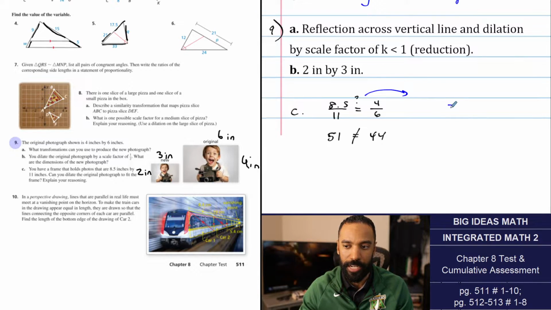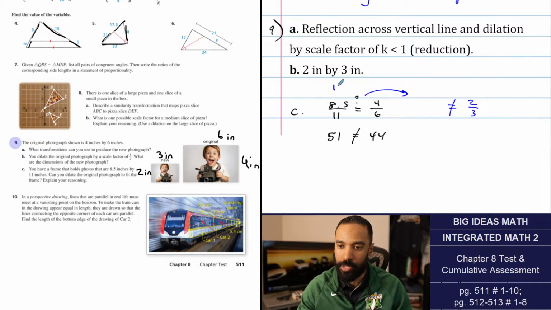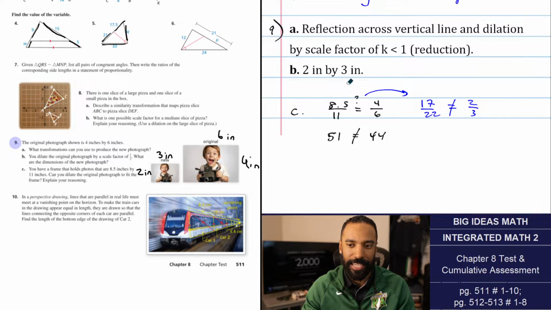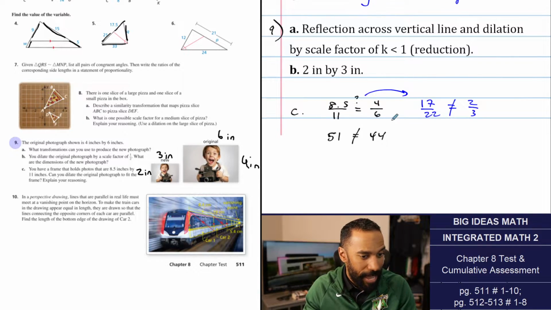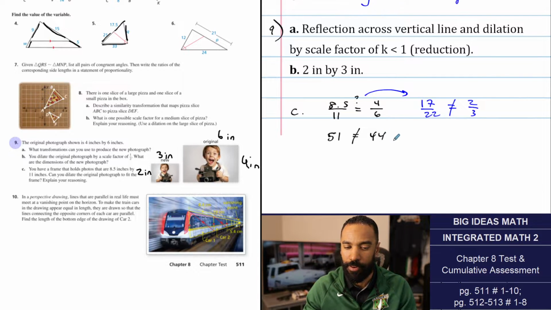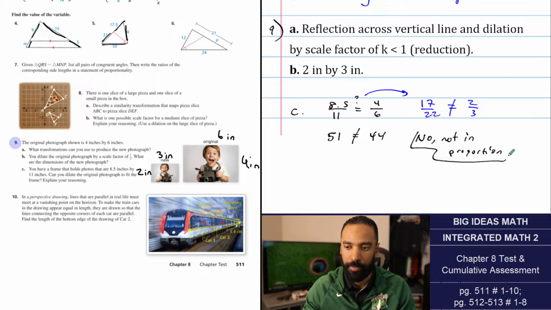If we go by fraction reduction, again, this side is 2/3. This clearly won't be equal. 8.5 over 11. If I double those, I get 17 over 22. I'll write that. And that can't reduce anymore. So the fact that it can't reduce anymore is also telling of the fact that those are not the same. So can you dilate the original photograph to fit the frame? No, they're not in proportion with one another. So there you go.